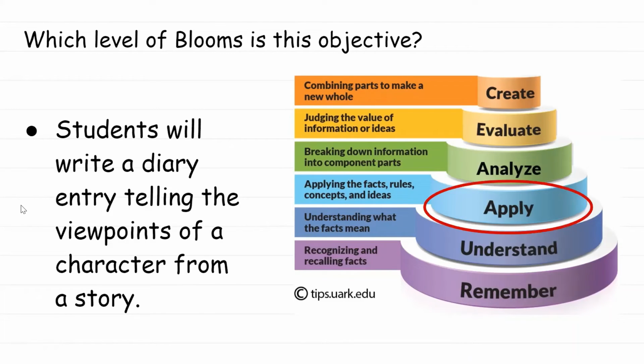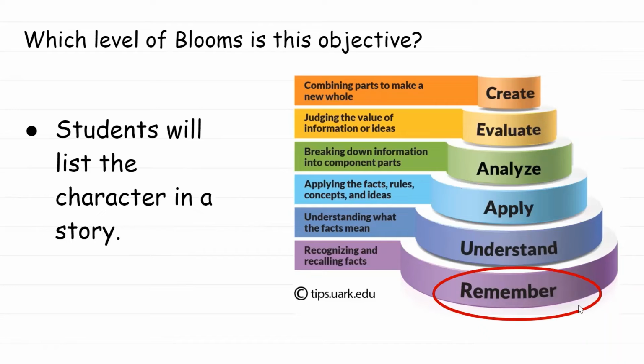Oh, so the answer, oh my goodness, we're out of order. Here we go. Okay, so the answer then would be remember. So if students are listing a character, they're not really telling you much more about the character than what their names are. So it's not a deep level of thinking, it's just recall, remembering who is the character.